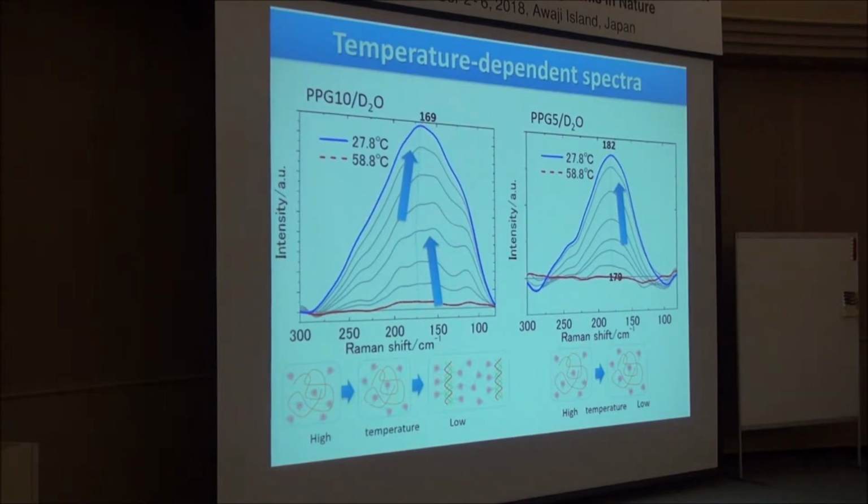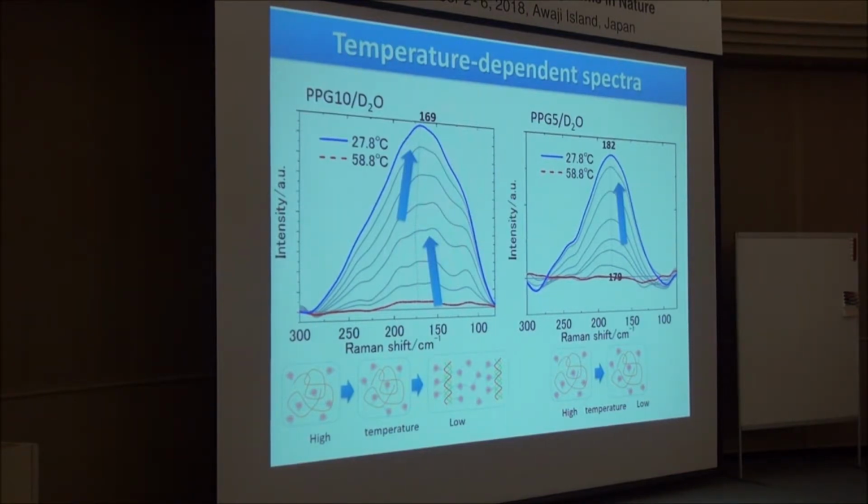because the water does not form a tetrahedral structure and the hydrogen bonding between PPG5 and water becomes stronger. On the other hand, the peak of PPG10 shows a shift to the higher wave number, and then the peak shifts to the lower wave number in the cooling process.